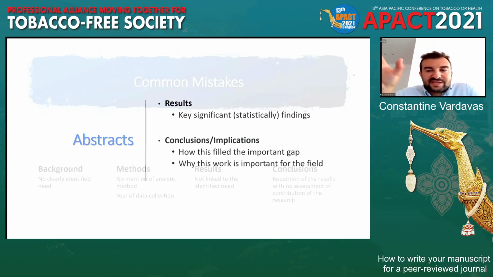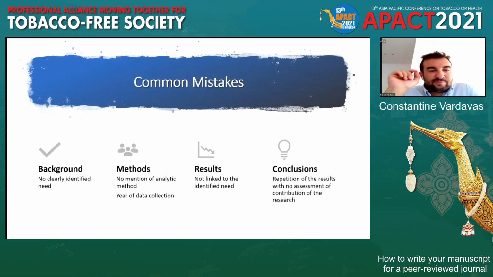So the common mistakes in the abstract: in the background, it has to have a clearly identified need. Methods, a common mistake is that the year of data collection and the statistics is missing. Especially year of data collection, it's very frequent. People just forget to say that the study was done in 2021. They say a study was performed. When?